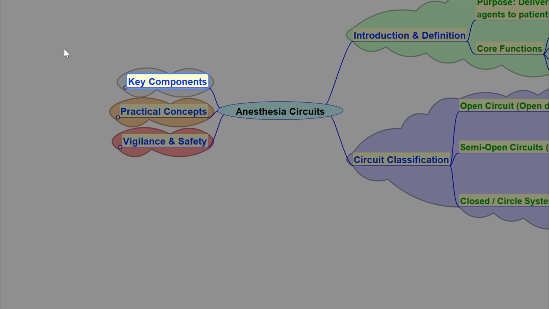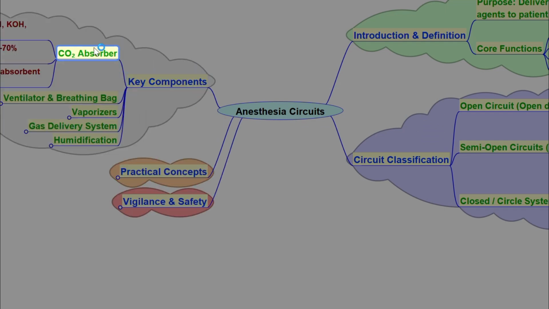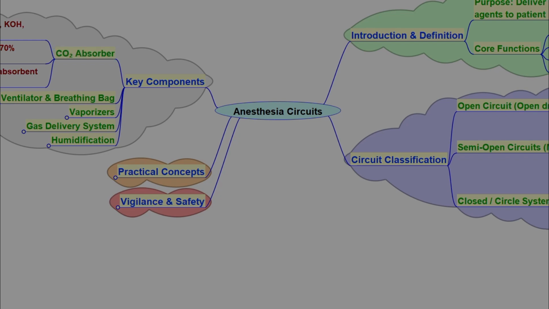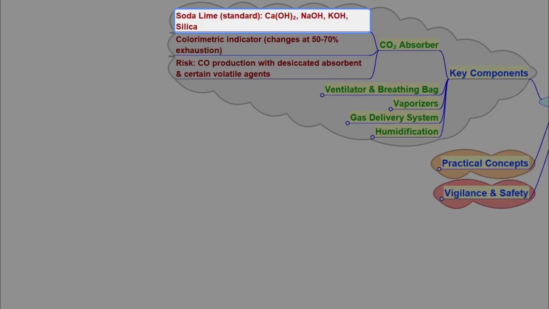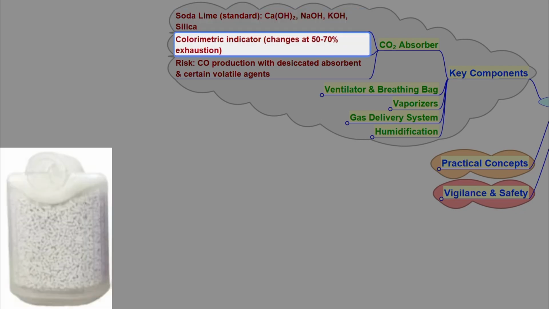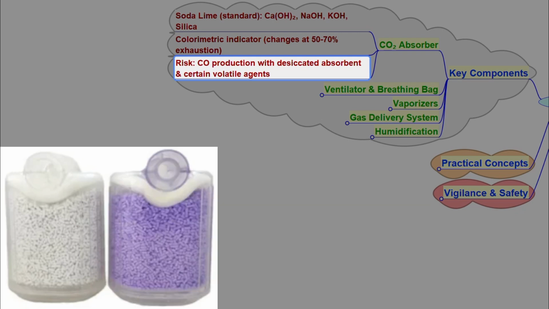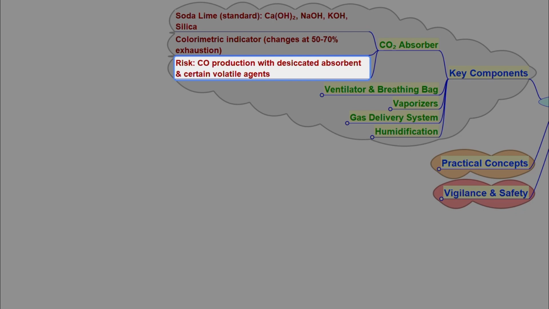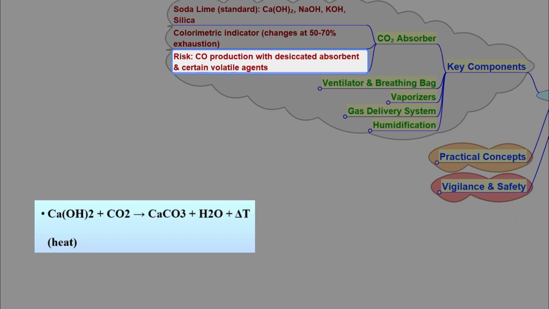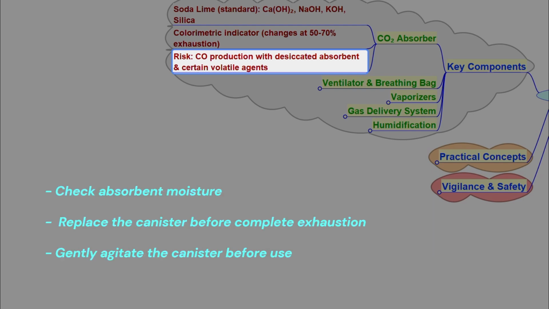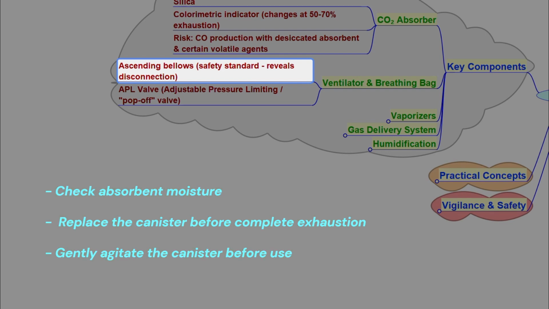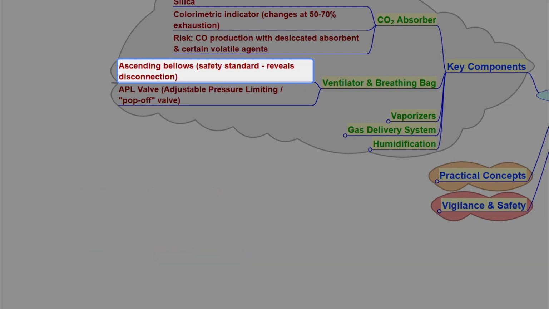Let's highlight the key components of the circle system. First, the CO2 absorber, soda lime. It contains a pH-sensitive colorimetric indicator that changes color as the granules become acidic and approach exhaustion. Risks are carbon monoxide production and exothermic reaction with desiccated absorbent. For best practice, first, check the absorbent moisture. Second, replace the canister before complete exhaustion, and gently agitate the canister before use to eliminate channeling.